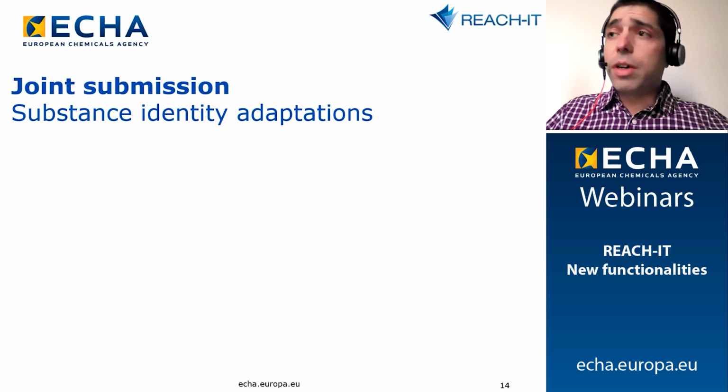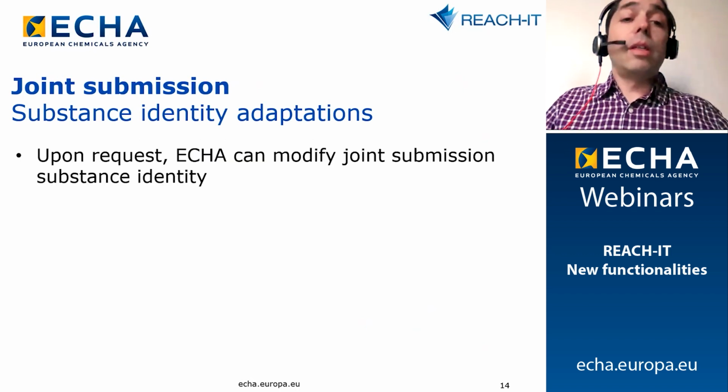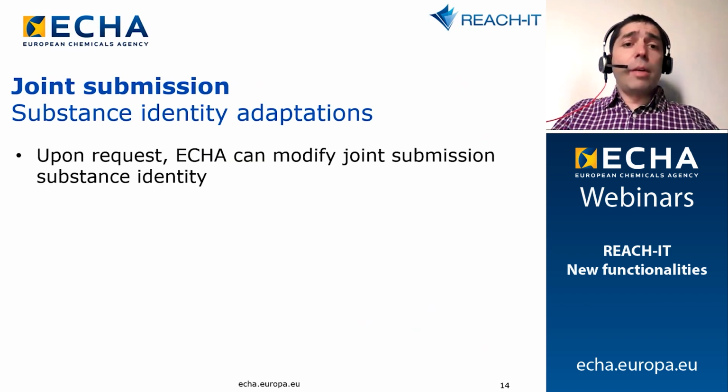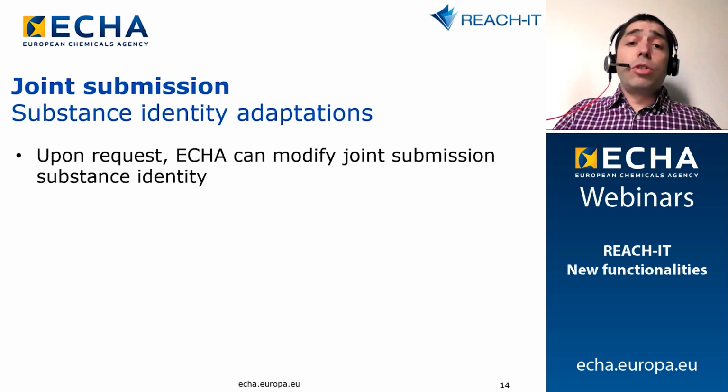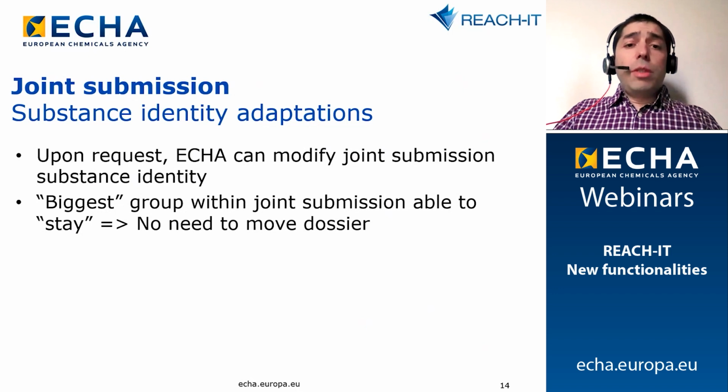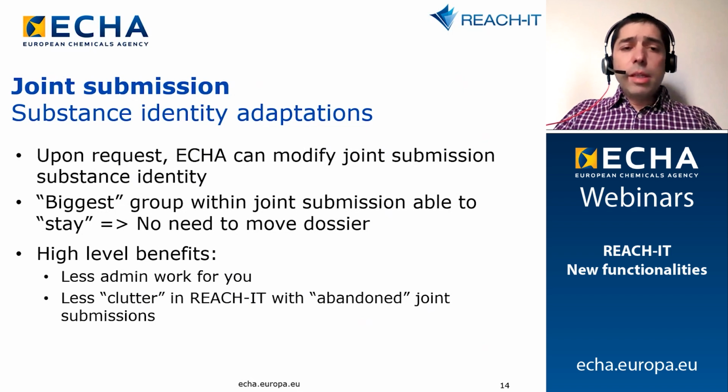Regarding the joint submissions, we have implemented a new data correction workflow that allows ECA, upon request, to modify the substance identity of the joint submission. In the past, a new joint submission needed to be created, and all the registrants had to migrate their dossiers to a new joint submission and abandon the original one. Now this is no longer the case. That means that companies are going to have less administration work. And also HIT is going to have a cleaner database, as we are not going to have more abandoned joint submissions.